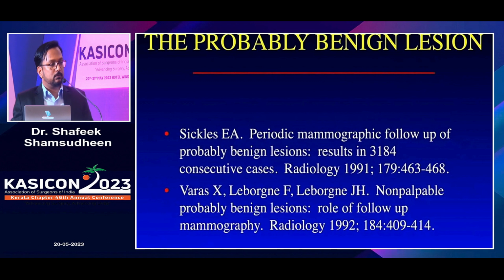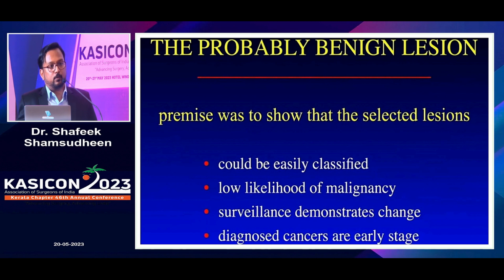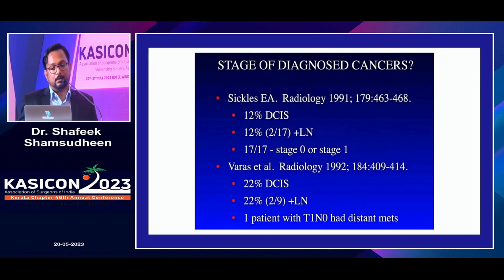Now, the basis for this classification and the malignancy risk of less than 2% came from two large studies by Sickles and Varas in 1990. The premise underlying this concept was that using defined criteria, you could easily classify these lesions as having a low likelihood of malignancy, where surveillance demonstrates a change either downgrading to BI-RADS 2 or upgrading to BI-RADS 4. And in case you miss a cancer in that less than 2%, it would be diagnosed later at an early stage so that there is no survival detriment to the patient.